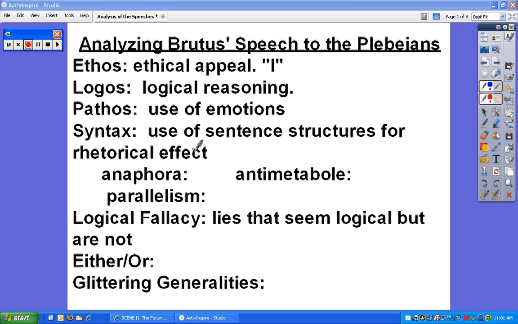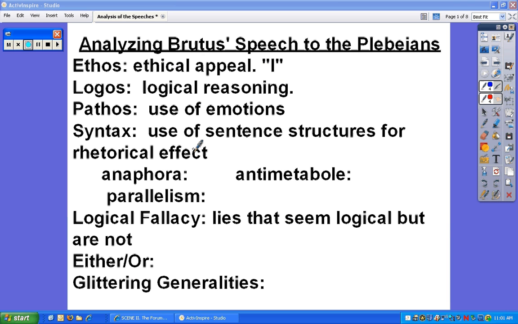Okay, today's video tutorial is about analyzing Brutus' speech to the Plebeians. And the content for today's lesson is actually above and beyond English 10. We're going to be using AP Language and Composition words to analyze it.